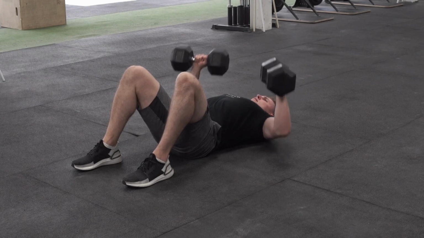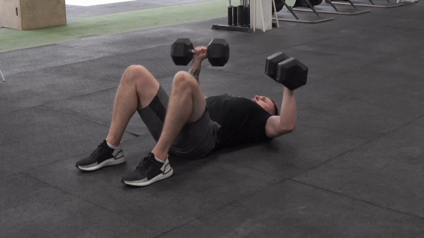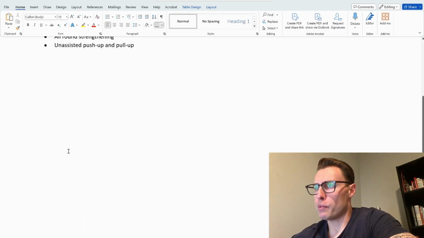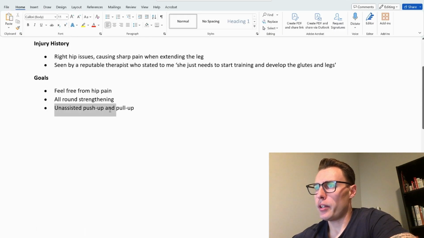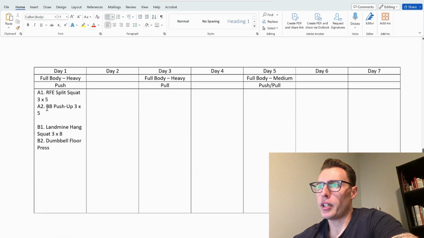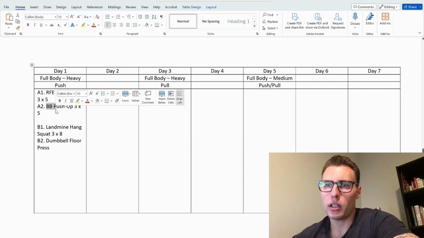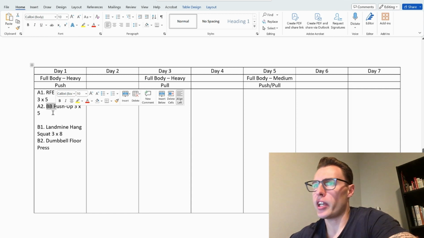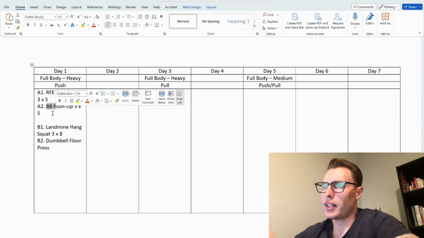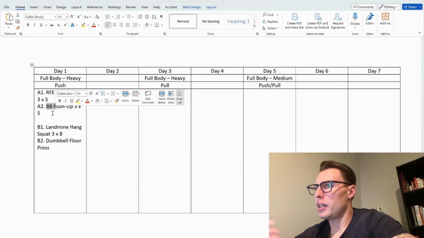You might be wondering, why are we doing push-ups before we're doing the floor press? Reason being, it goes back to the priority, right? The priority is to perform an unassisted push-up and an unassisted pull-up. So I want to make that a priority by doing it first in the workout when the client is strongest and freshest. It's like when you sit down to eat dinner as a kid, and your parents make you eat your veggies before anything else. Or dinner before dessert, same idea.